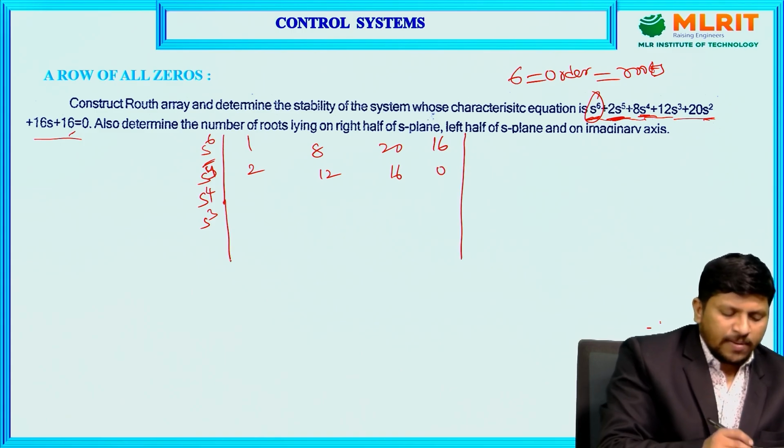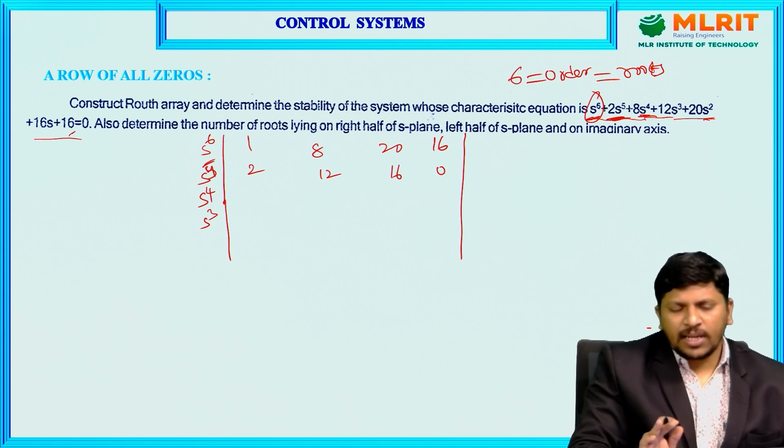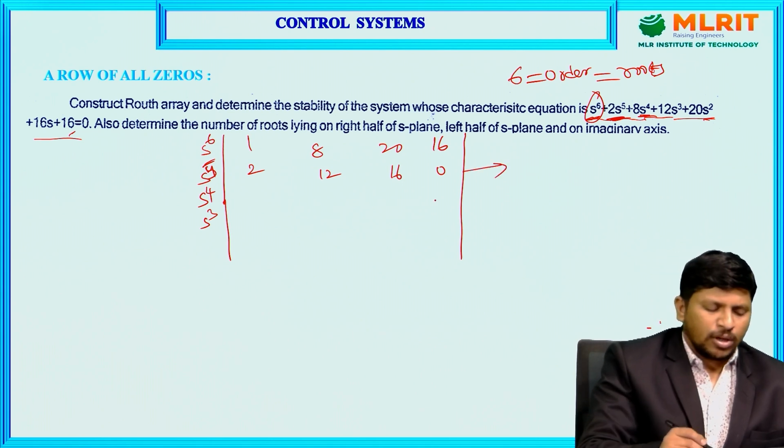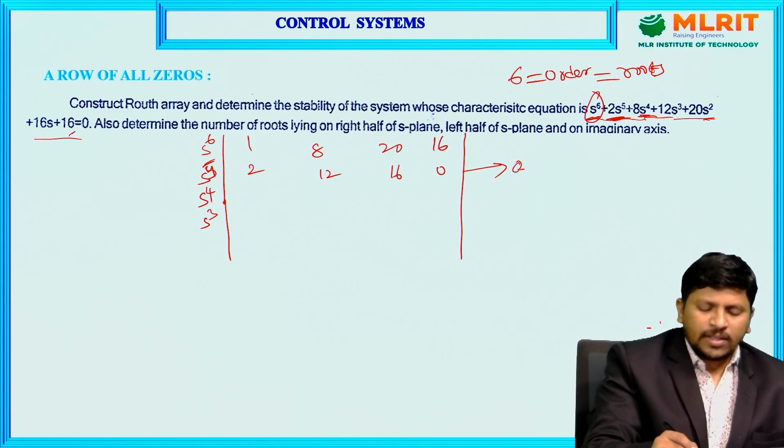See the next row elements. For simple calculation, I am going to divide the s power of 5 row elements by 2.